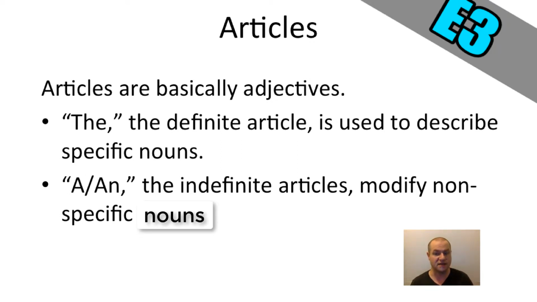The is a definite article, and it's used to describe specific nouns. So what you're doing when you're using the word the is you're saying that this noun, I mean a specific thing when I'm talking about this noun. Or a and an, the indefinite articles, are marking that noun as non-specific. Okay? So an article identifies a noun as either being specific or not.